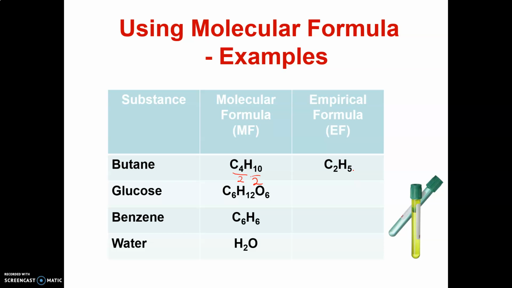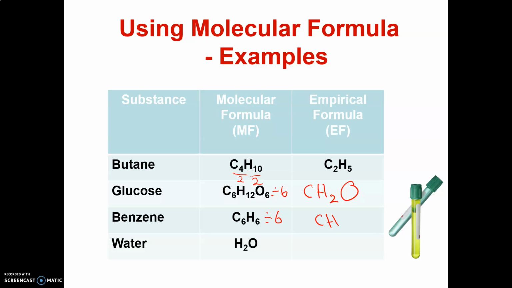Now let's try glucose. This one we have already tried. So we will divide by 6. So the empirical formula will be CH2O. Now check for benzene. Benzene also is an organic compound which has a molecular formula of C6H6. Okay, now you can help me. Of course, you will say that we can divide also by 6, so it will become CH.